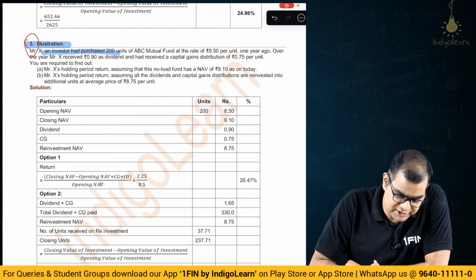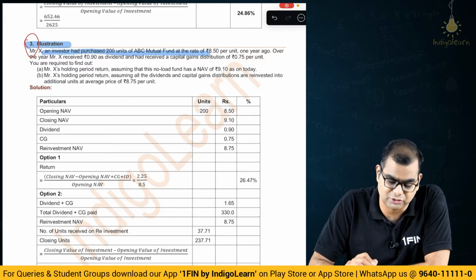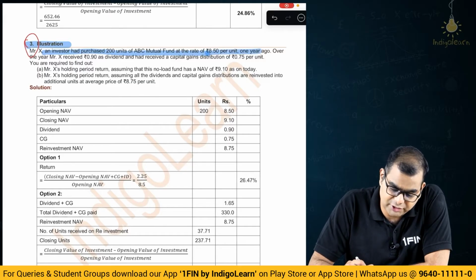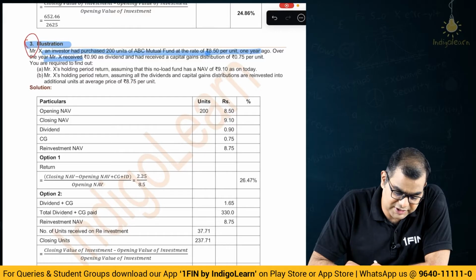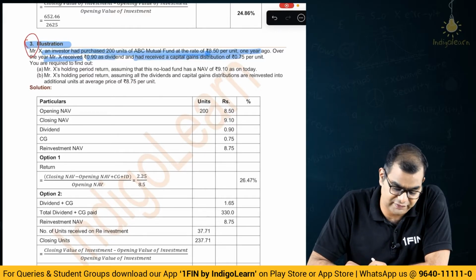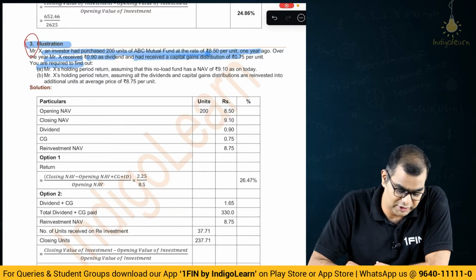Mr. X, an investor, had purchased 200 units of ABC mutual fund at a rate of 8.5 per unit 1 year ago. Over the year, Mr. X received 0.9 as dividend and has also received capital gain distribution of 0.75. We are required to find out Mr. X's holding period return assuming the no load fund has an NAV of 9.10 as of today, and Mr. X's holding period return assuming all the dividends and capital gain distributions are reinvested into additional units at an average price of 8.75. So you have two elements in this question.